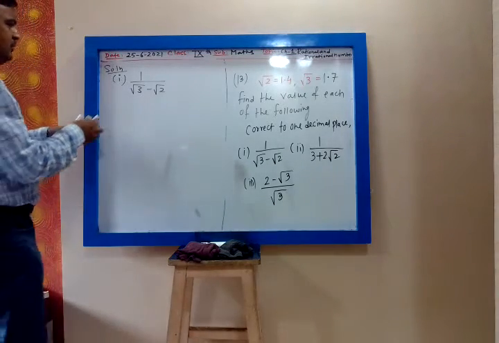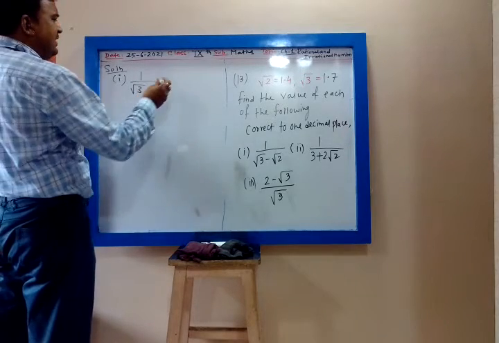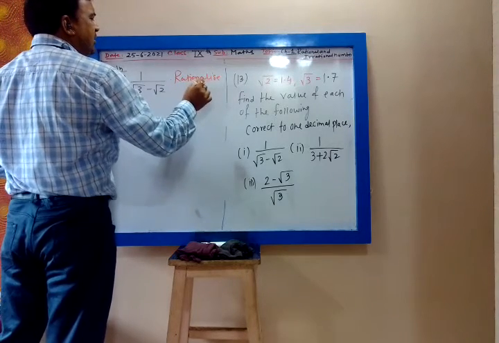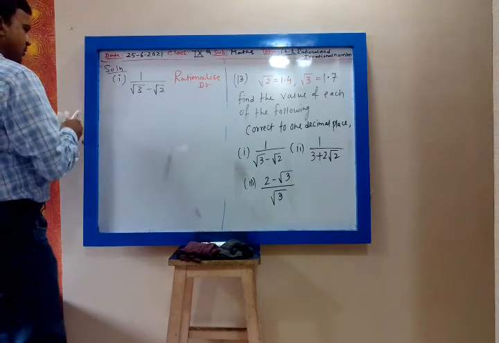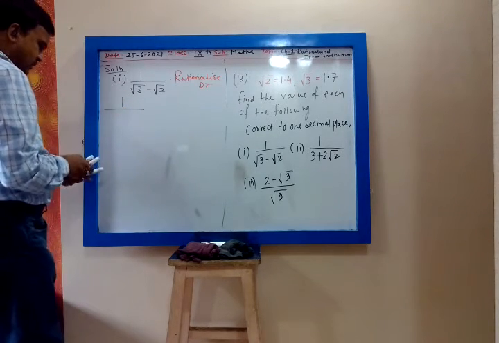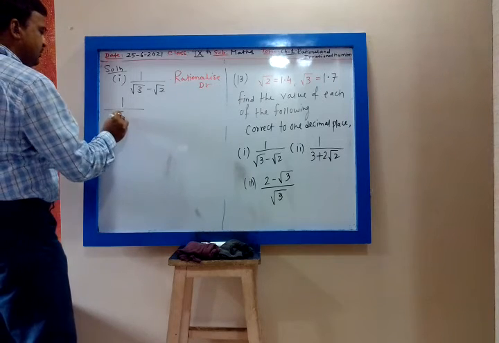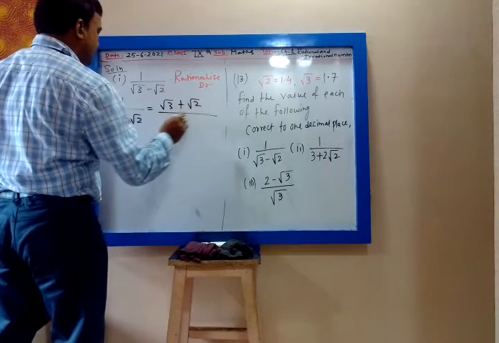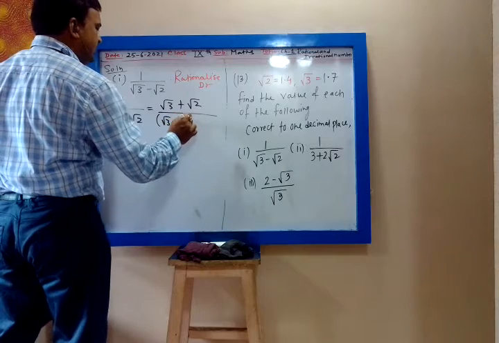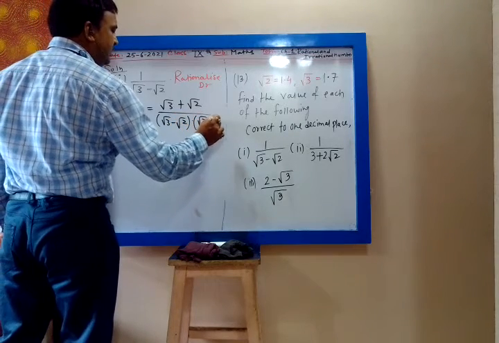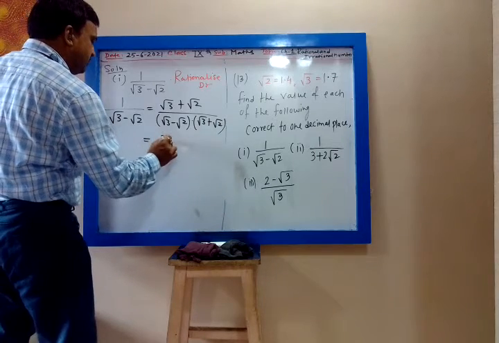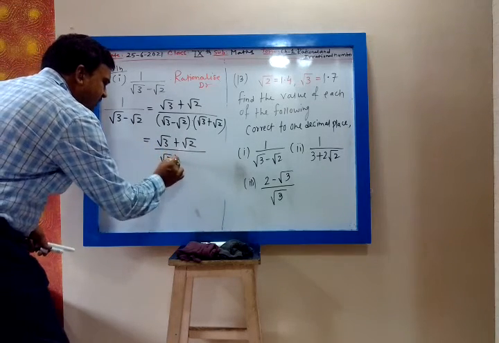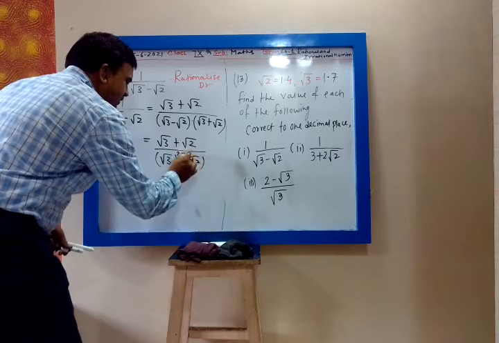Okay. 1 upon root 3 minus root 2, you will rationalize the denominator first. Don't directly substitute the value and simplify. Rationalize the denominator in each one of them. So multiplying by root 3 plus root 2, the numerator is root 3 plus root 2, and the denominator is root 3 minus root 2 into root 3 plus root 2. That is a minus b into a plus b, which is root 3 square minus root 2 square.